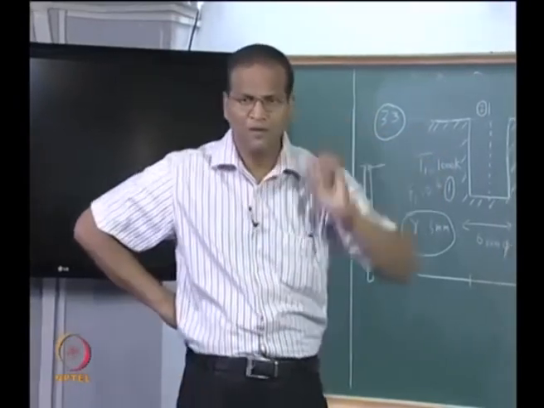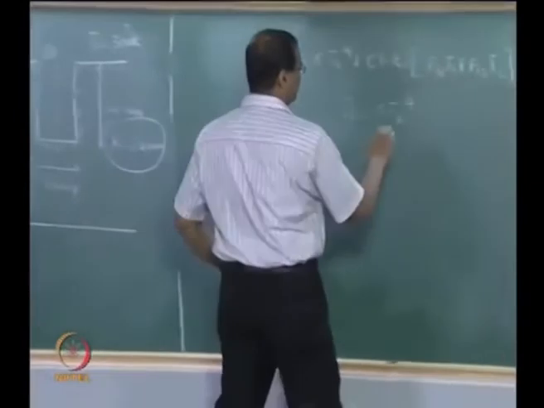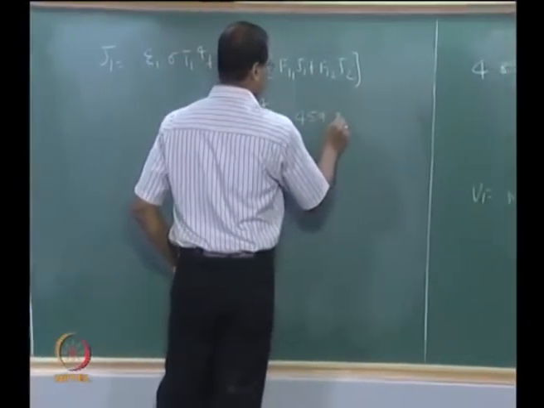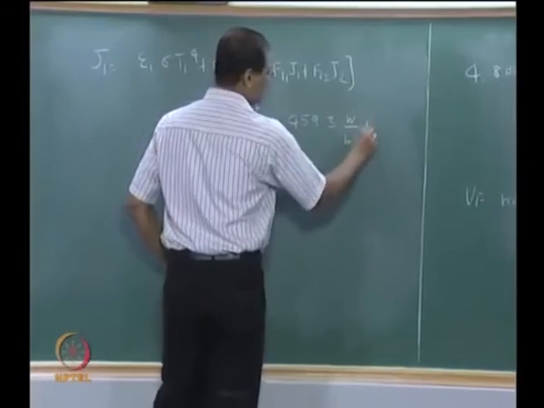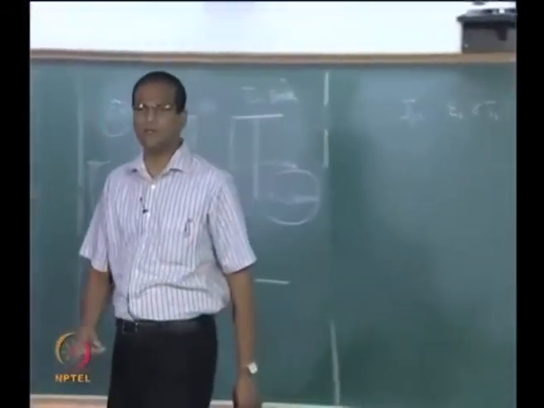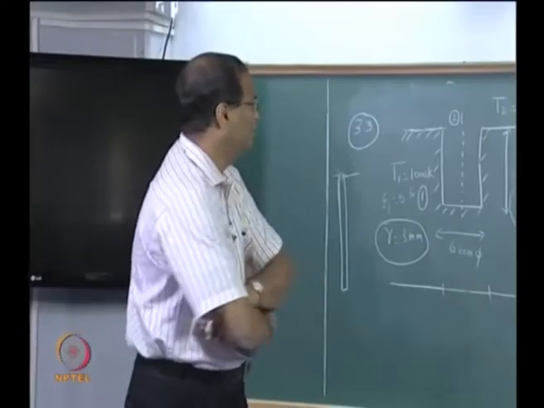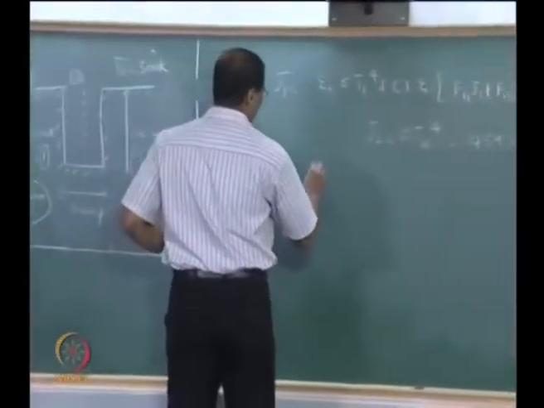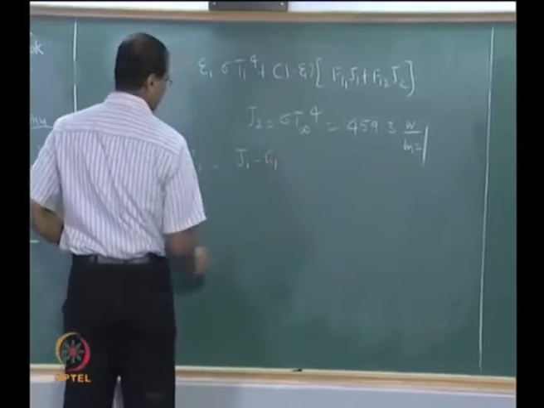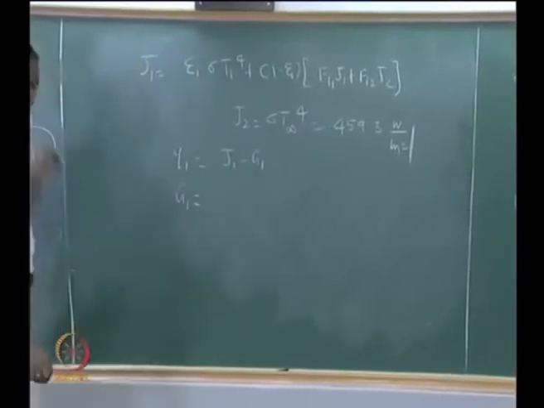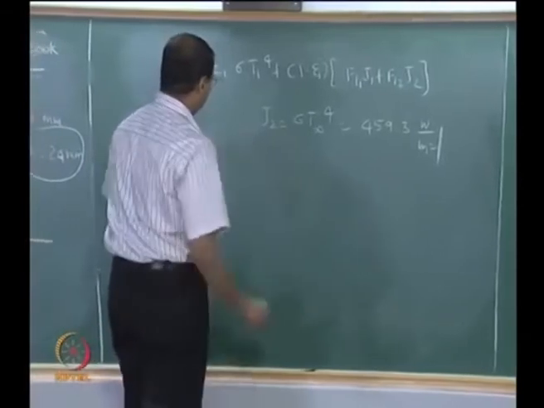459.3. So certain values you should remember. For 1000 Kelvin you will get 56,700 watts per meter square. That is clear, 5.67 10 to the power of minus 8, right, into 10 to the power of 12. Okay. Now, why unnecessarily? We can use this, right?